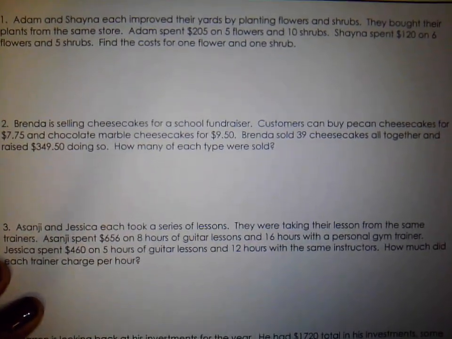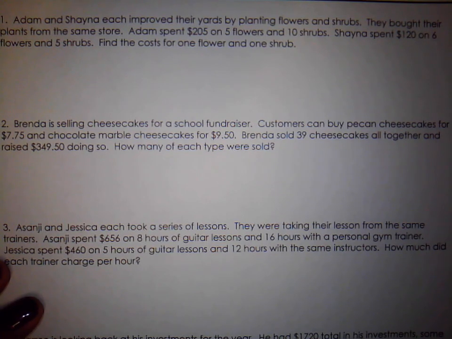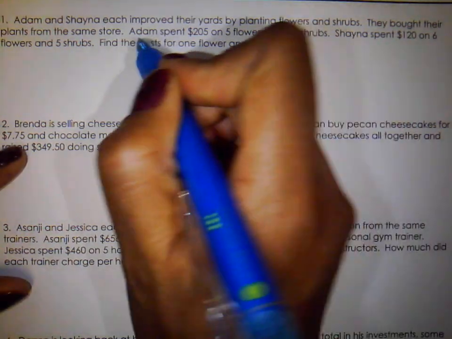And it goes on to say that Adam spent $205 on 5 flowers and 10 shrubs, and Shayna spent $120 on 6 flowers and 5 shrubs. Find the cost for 1 flower and 1 shrub. Young people, the information is here.